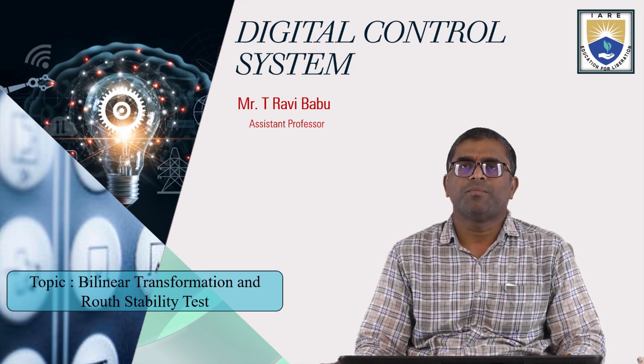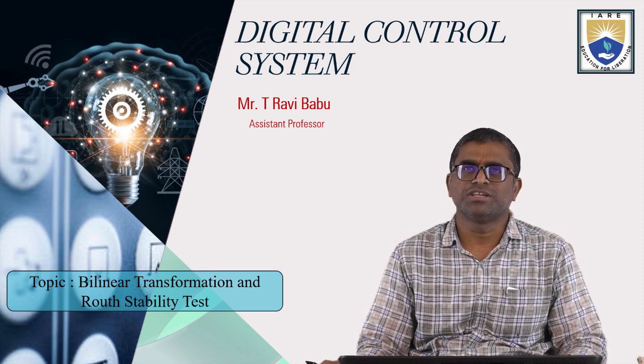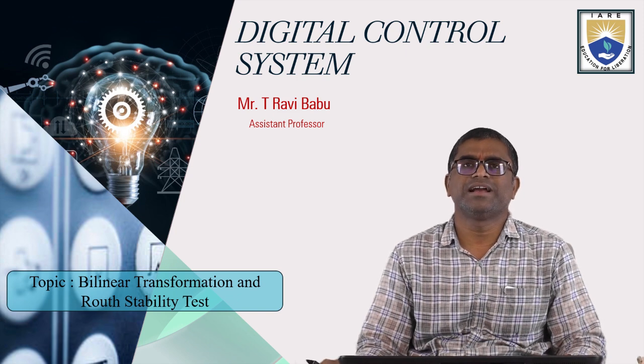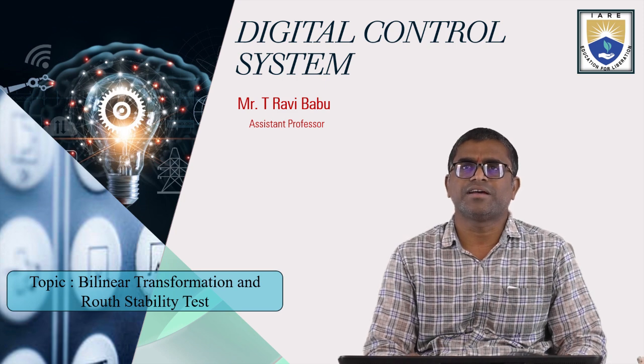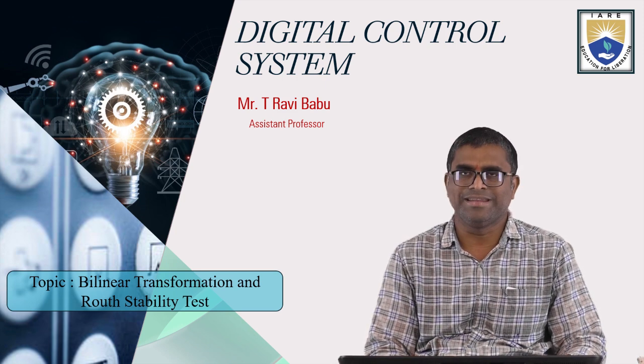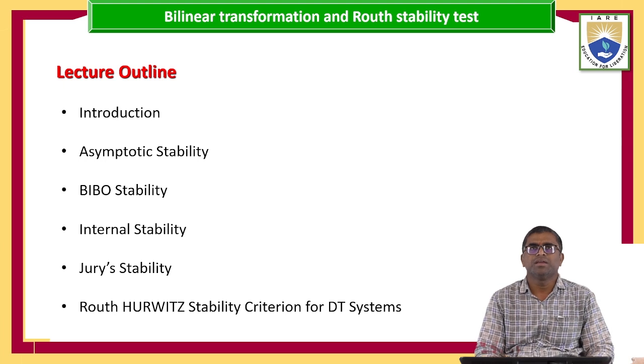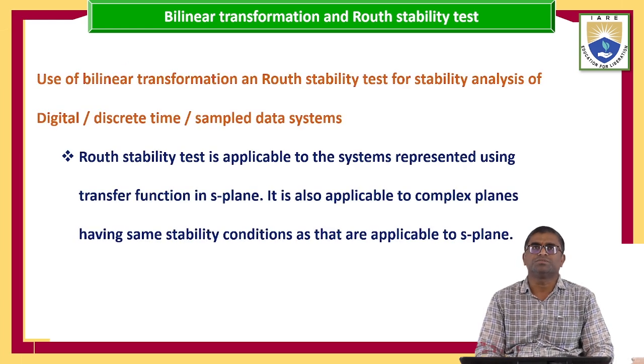In this topic, I am moving to the fourth module, that is stability analysis. In stability analysis, today's topic is bilinear transformation and Routh stability criteria. In the previous section, we saw the introduction of stability, asymptotic stability, bounded input bounded output stability, internal stability, and Jury stability with some problems. And today we are going to see the bilinear transformation and Routh stability test for digital control systems.